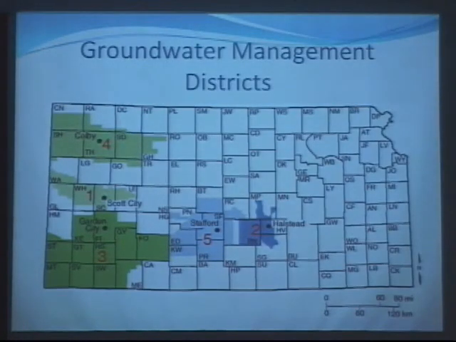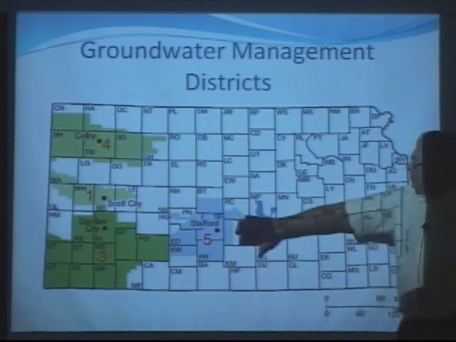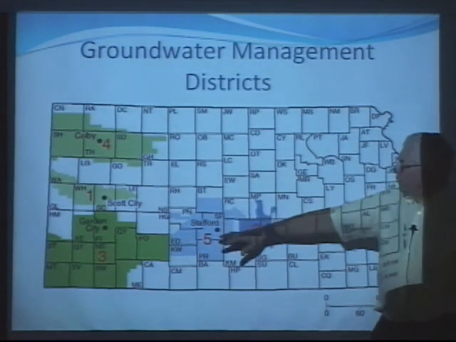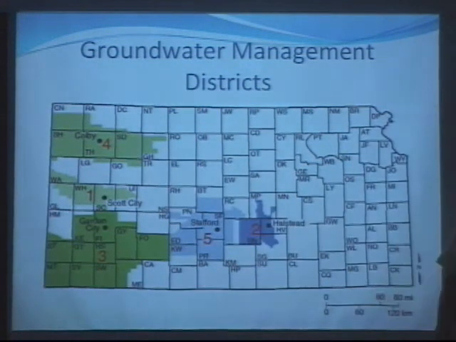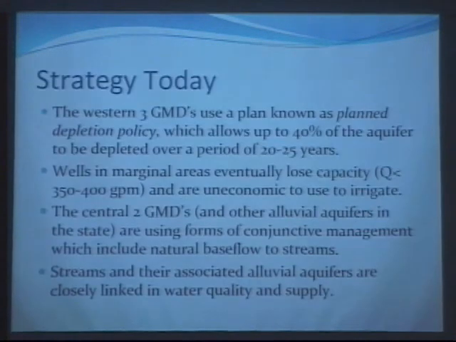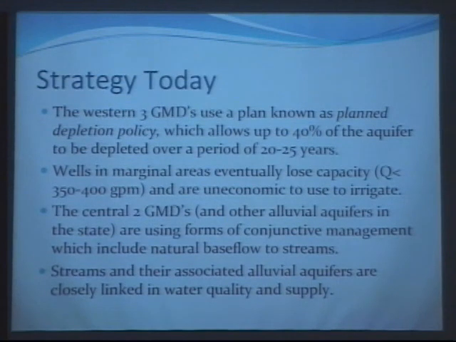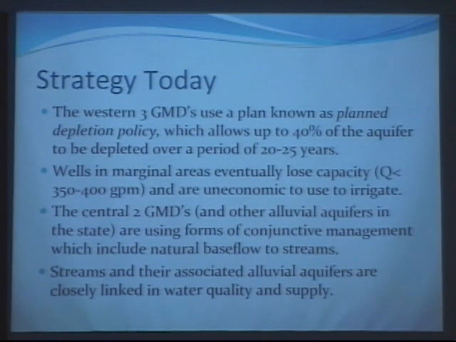Once again, we go back to the groundwater management districts. You have 2 that are in the wetter area, 3 that are in the drier area, and this is the strategy that they're following. The western groundwater management districts use what's called a planned depletion policy. What that means is that they will allow 40% of the aquifer to be depleted over the next 20 to 25 years. That is their management strategy.